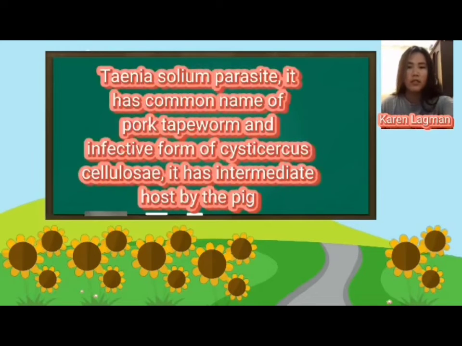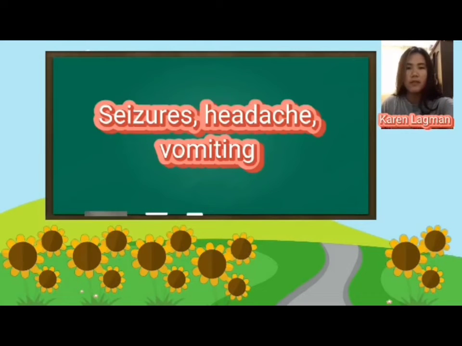The next one is Taenia solium parasite. Taenia solium has the common name pork tapeworm, the infective form is cysticercus cellulosae, and the intermediate host is the pig. The characteristic symptoms are seizures, headache, and vomiting.